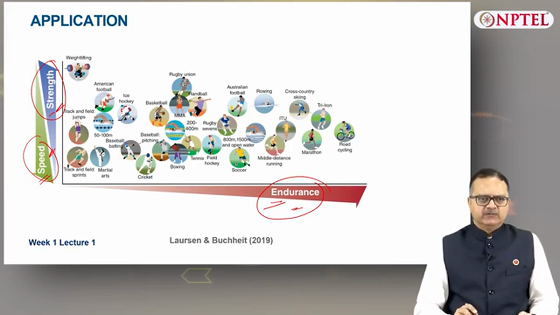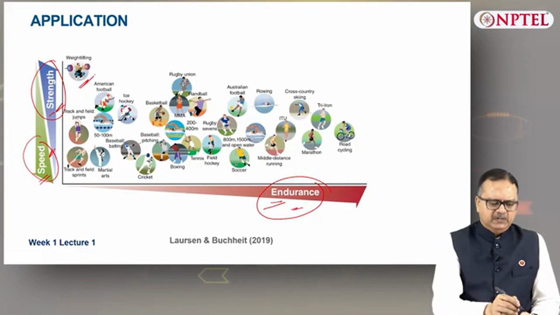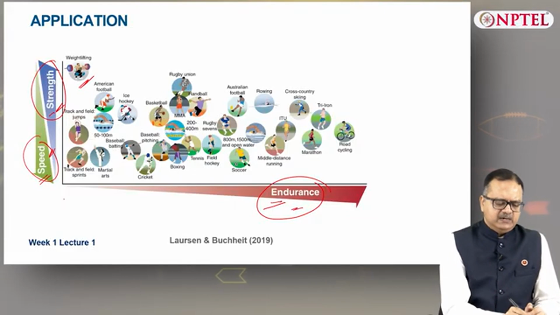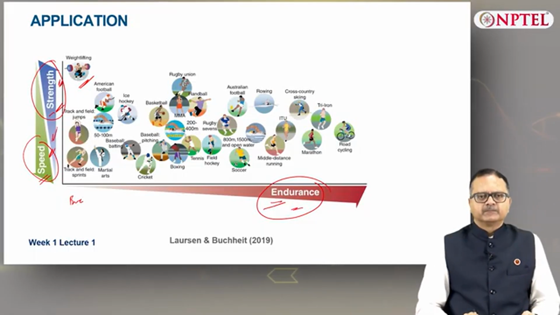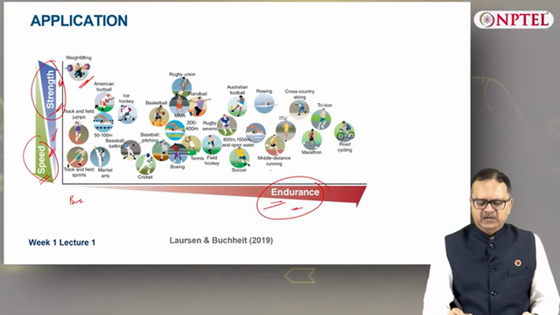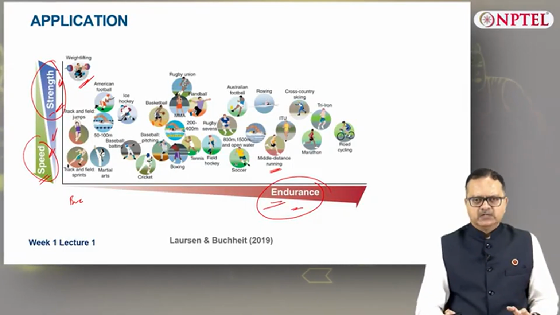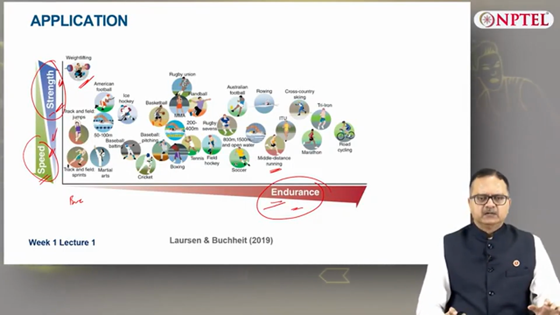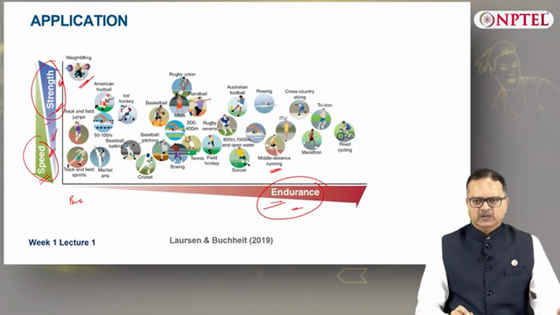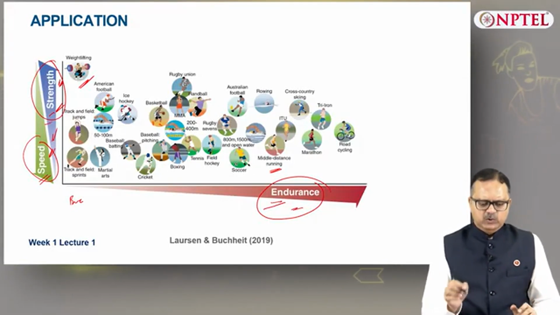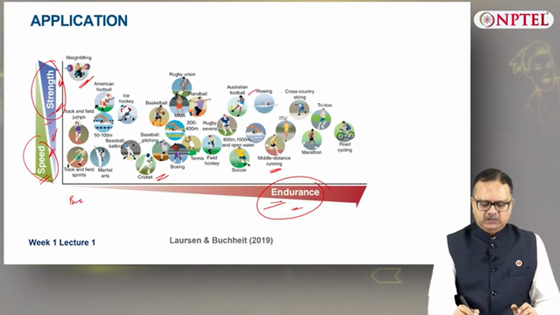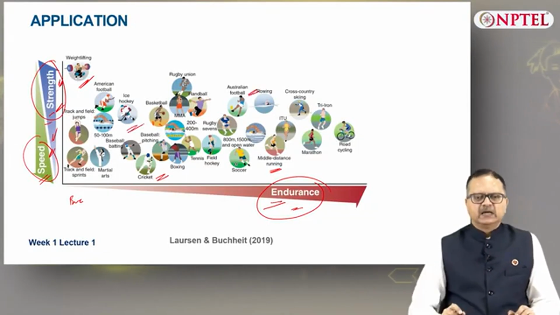So, for example, if we say weightlifting, it will fall towards the lower end of the endurance, but towards the upper end of the strength and speed. If we talk about middle distance running, high endurance, low speed and low strength. Similarly, you have to pinpoint where your sport comes on this spectrum, and this is the first step towards designing a training program.